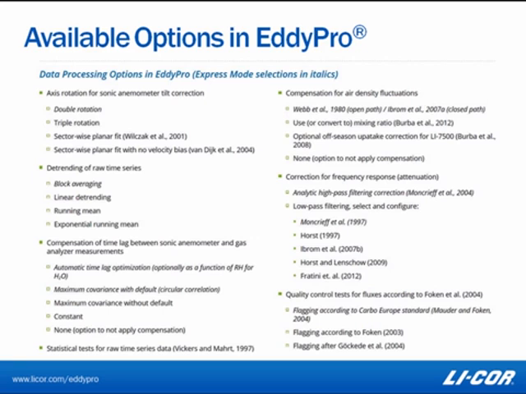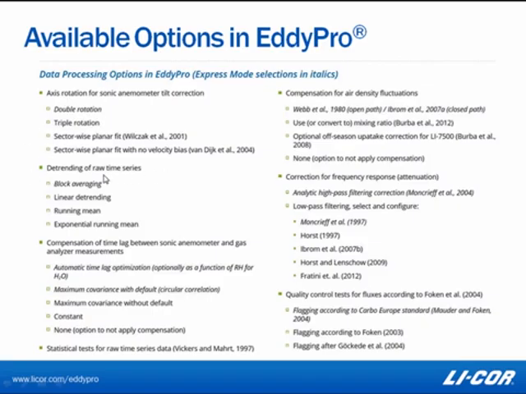For example, one of the data processing steps we mentioned was the rotation. So EddyPro gives you 4 different rotation options. 2 of them are similar, the planar fit in different formulations, and the other 2 are the double and triple rotation. So EddyPro allows you to choose which method you want to use for your data processing when it comes to rotation. It also does the same thing when it comes to detrending.